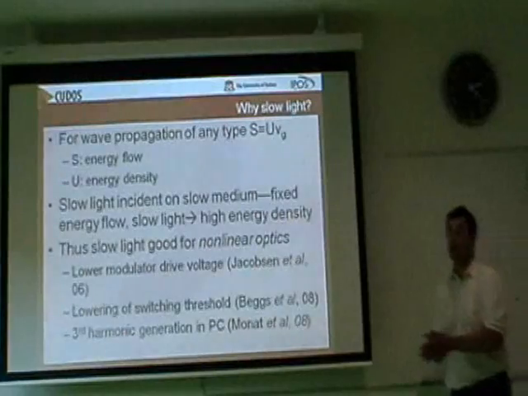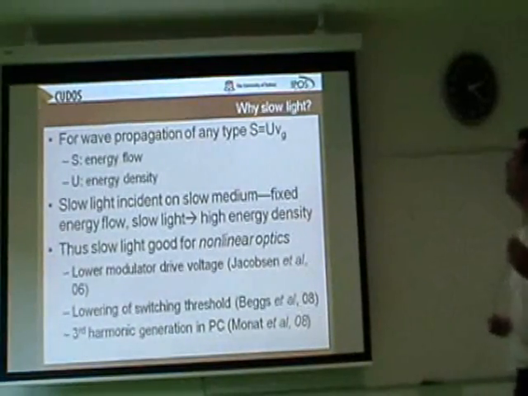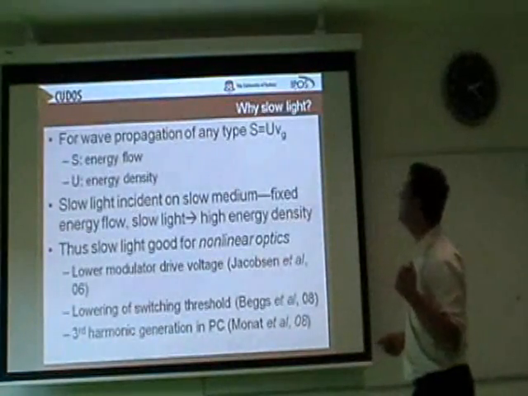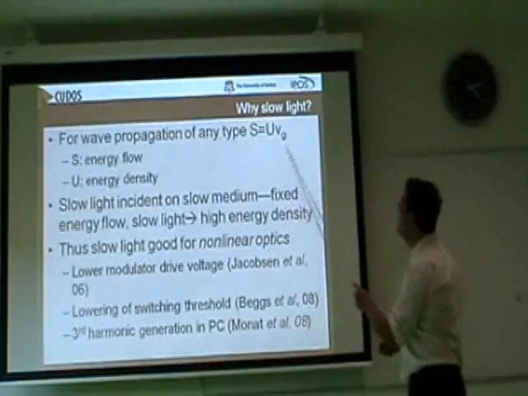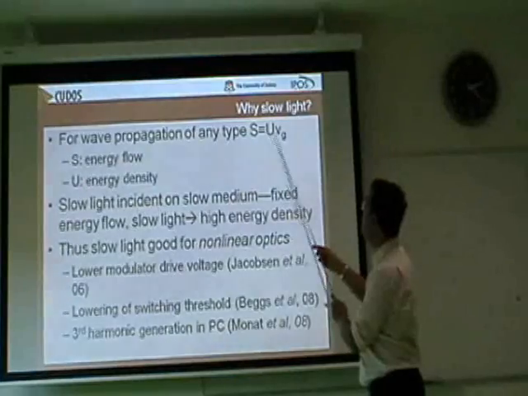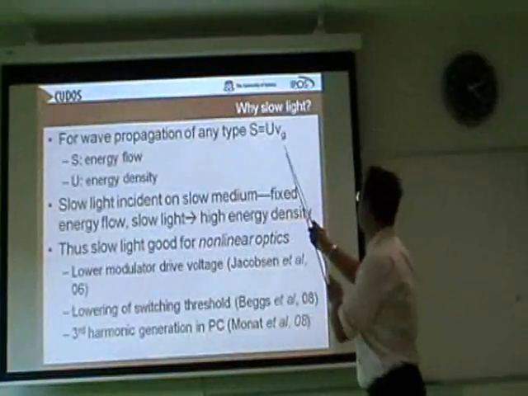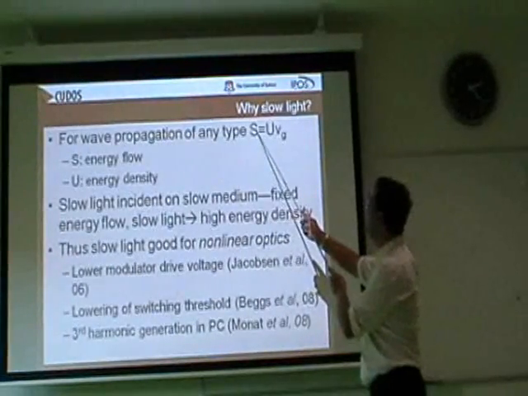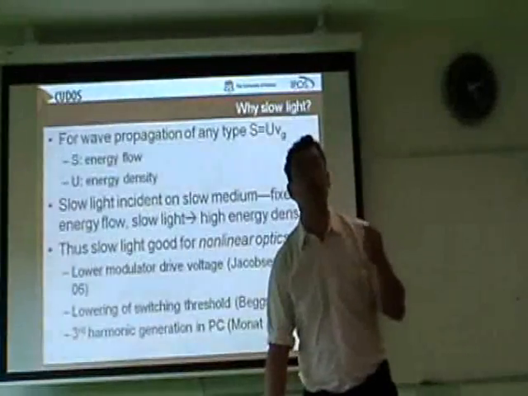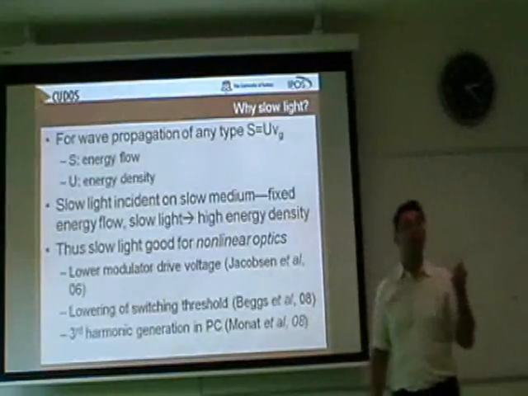Okay, just the one slide I have on the motivation for slow light and why we're interested in it, and I think many of you are interested in it for the same reason. That all comes out of the relation here, where S is the energy flow, U is the energy density, and Vg is the group velocity. So if the group velocity is very low, then for a fixed energy flow, your energy density, and therefore your fields themselves, are very strong. There's no deep mystery there as far as I'm concerned.